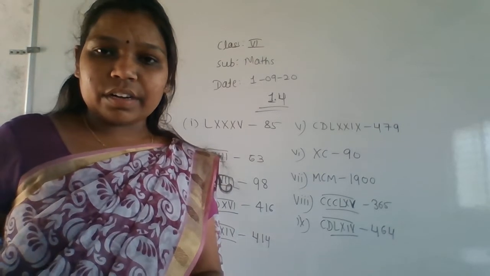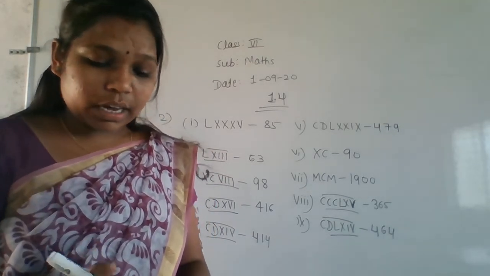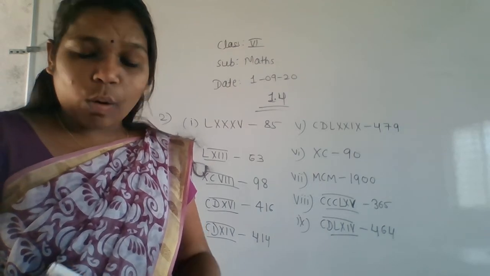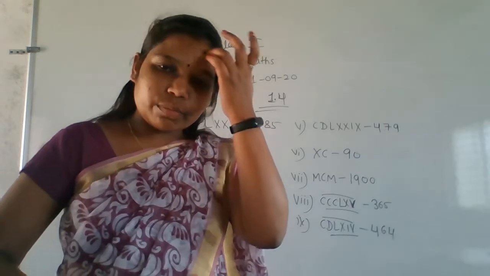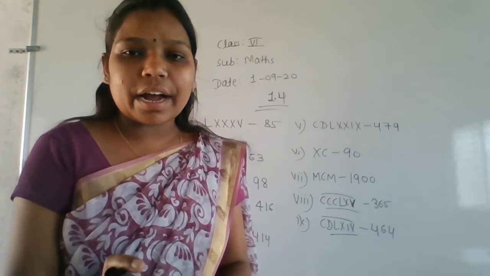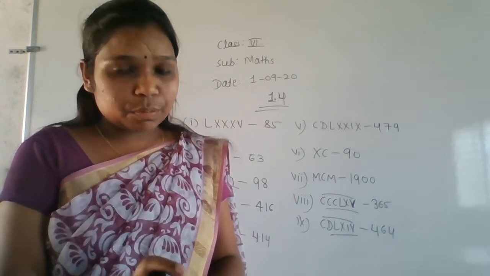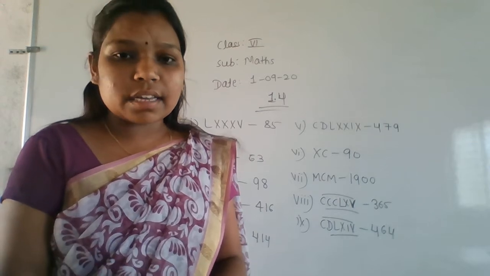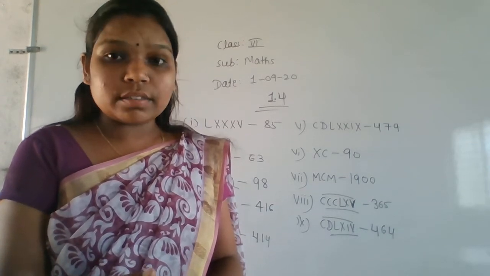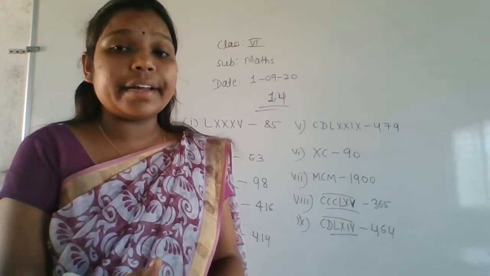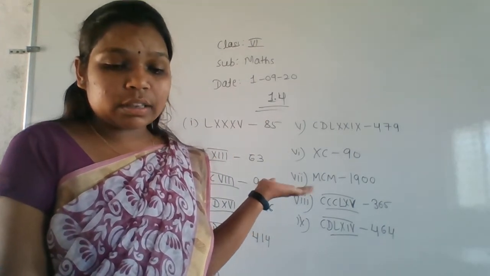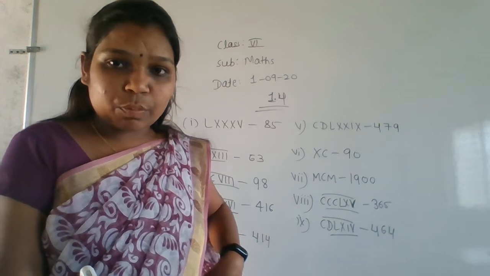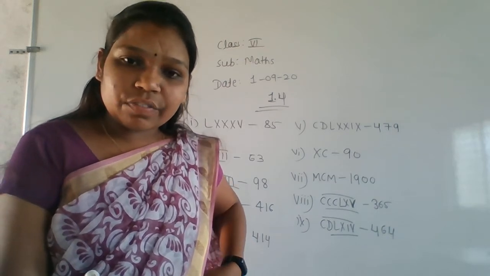So I hope everyone is getting what I am saying here. Please go through all the Roman numbers. Write the Roman numbers, every one of them up to 500. Just write up to 500. You will get some idea how to write these Roman numbers. We have to get the idea from that, then only we can solve this exercise 1.4, right? Otherwise it is very difficult to write.